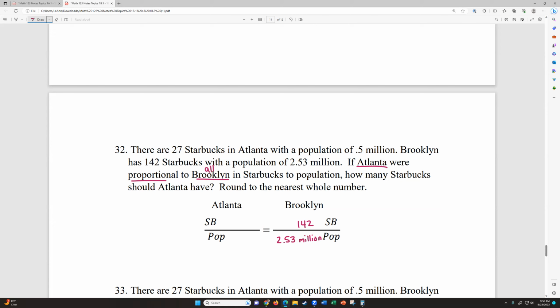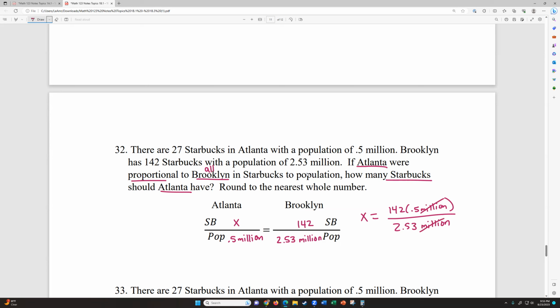Okay. How many Starbucks should Atlanta have if it's proportionate to Brooklyn? So Atlanta, even though we know how many Starbucks they currently have, we're doing what would it be if it matched Brooklyn? And then it's 0.5 million for its population. Okay, so let's cross multiply. So we have, do the number ones first. So 142 times 0.5 million, keeping the word there just for now. And then this is going to be my X part. So I'm going to end up dividing by the 2.53 million.